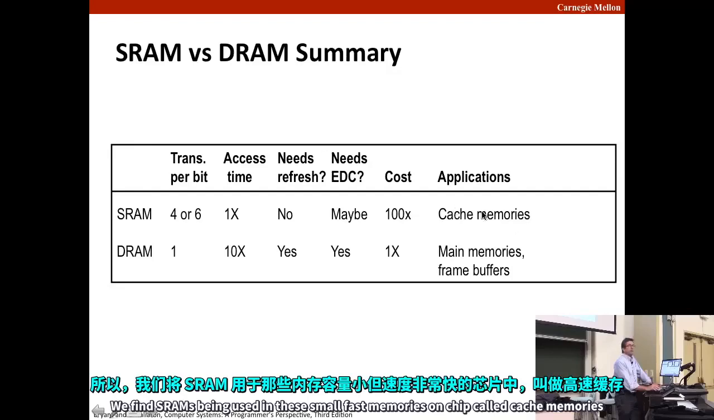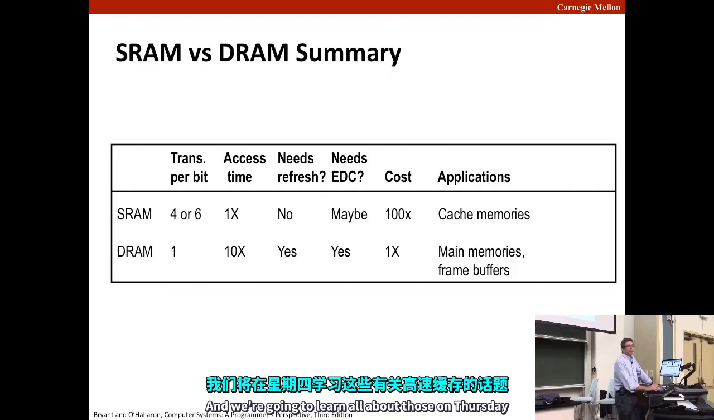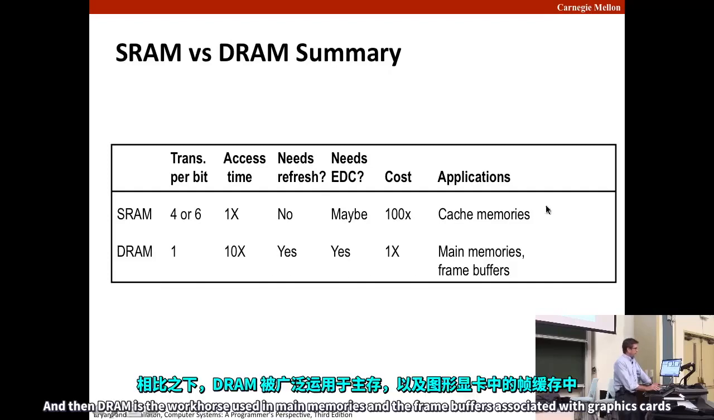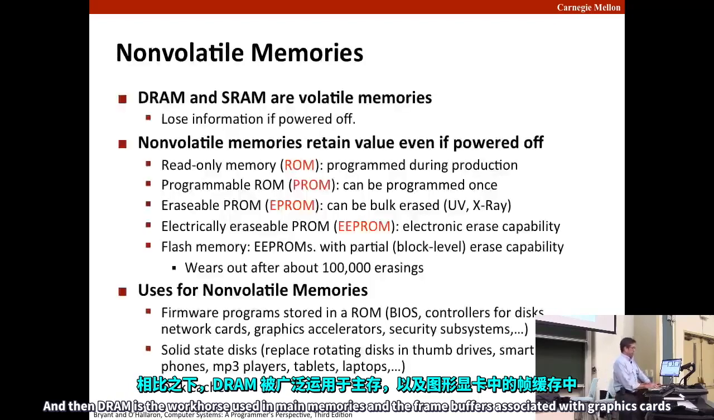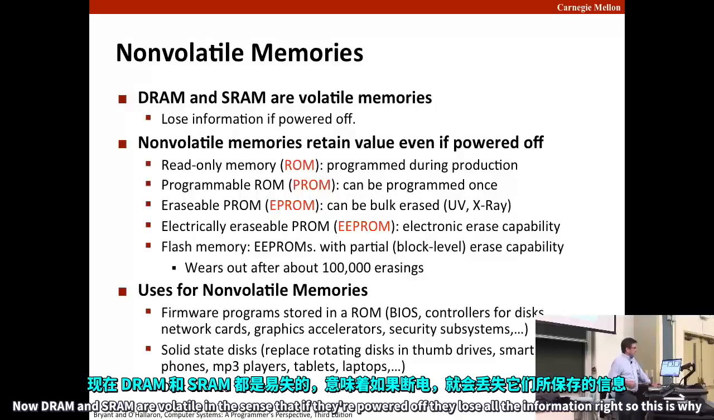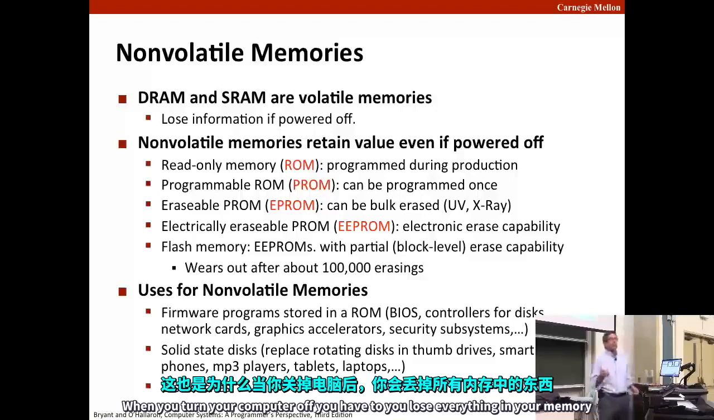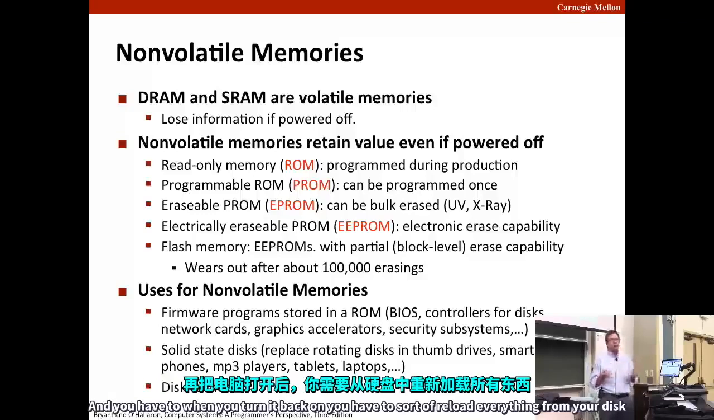We find SRAMs being used in these small, fast memories on chip called cache memories, and we're going to learn all about those on Thursday. DRAM is the workhorse used in main memories and the frame buffers associated with graphics cards. DRAM and SRAM are volatile, in the sense that if they're powered off, they lose all the information. This is why when you turn your computer off, you lose everything in your memory, and when you turn it back on, you have to reload everything from your disk.